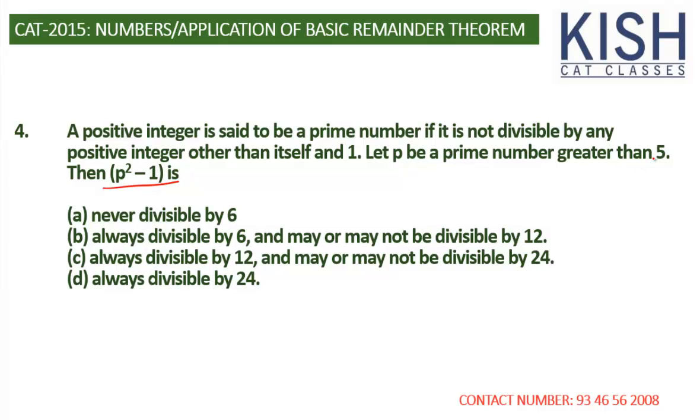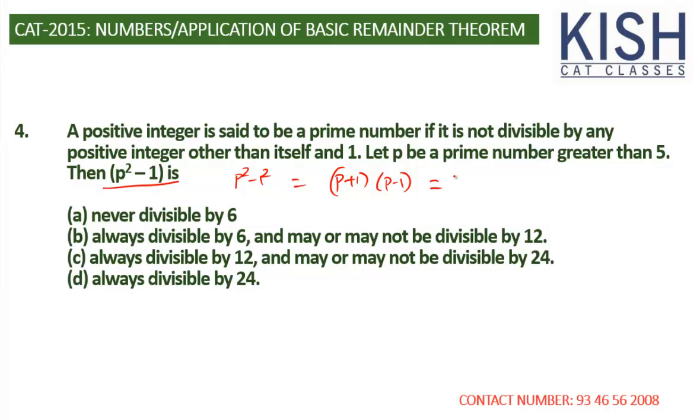Now, p square minus 1 can be written as p square minus 1 square, that is nothing but (p plus 1) into (p minus 1). P is a prime number. Any prime number excluding 2 is an odd number. So p is an odd number. Now odd number plus 1 is an even number, and odd number minus 1 is also an even number. So these are two consecutive even numbers, so the product is also an even number.